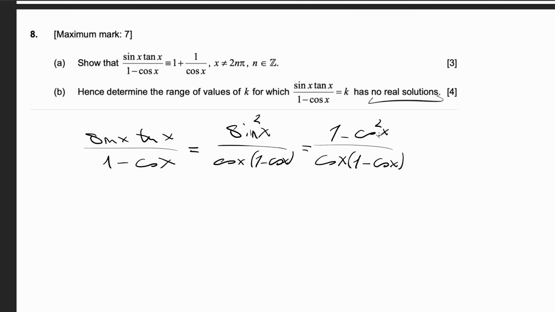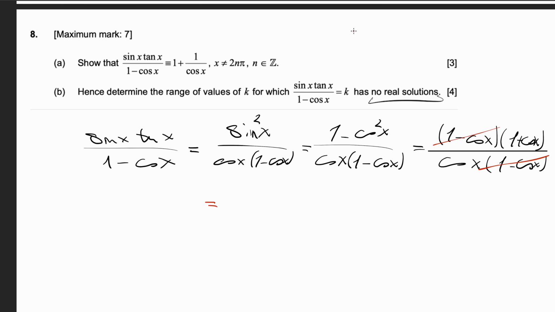Now you can simplify this, or you can expand it, whatever you like to call it, as 1 minus cosine of x times 1 plus cosine of x. And then in the denominator, we'll just have cosine of x times 1 minus cosine of x. So your 1 minus cosine of x will cancel out, and you'll be simply left with 1 plus cosine of x over cosine of x. So that'll equal 1 plus 1 over cosine of x.